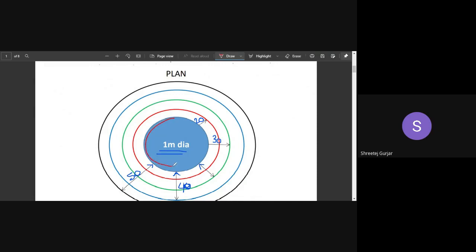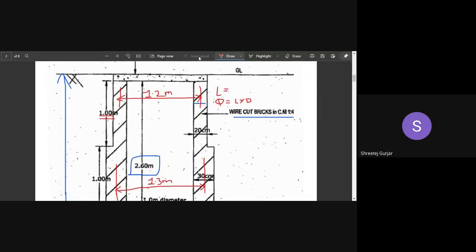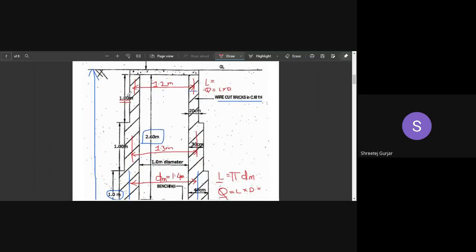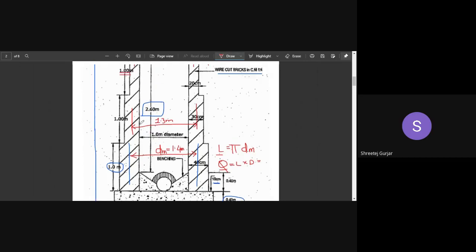Inner surface. So it will be what? 1 meter, right? Yeah, directly it is 1 meter. So length will be what? Length will be pi into 1 meter. And then what is the quantity? Quantity is length into this depth. What is the depth of this entire thing? Entire thing is starting from here, right? 1 meter plus 1 meter plus 1 meter. Okay, 3 meters.